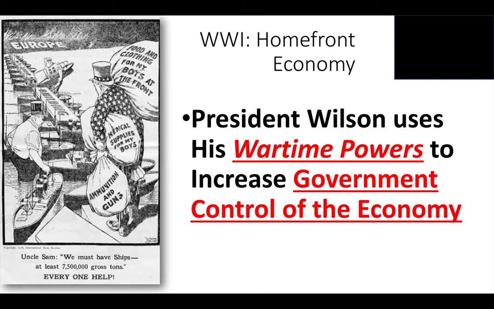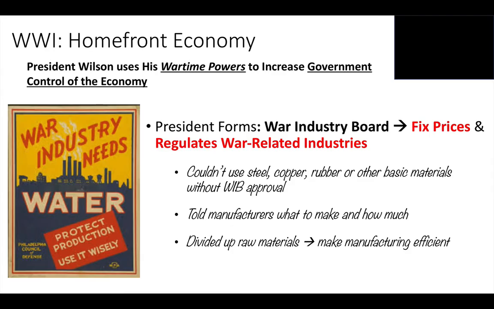But in war, things change. In war, it's different. The government can take control of the economy. So, for example, President Wilson can form a war industry board. And the war industry board can set prices and regulate any industry that has anything to do with war. Okay? So any business that has any relationship to war or war related needs gets regulated by the government.